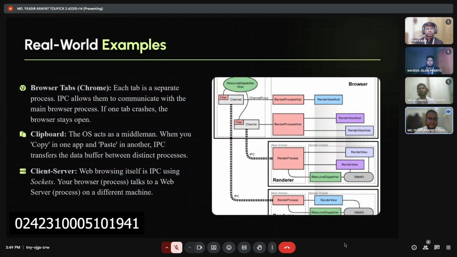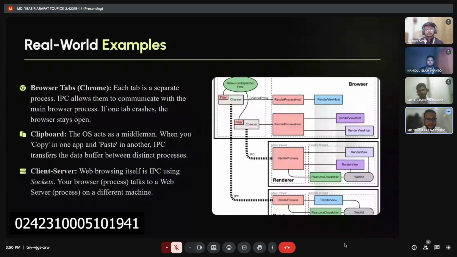So now we'll see real-world examples of IPC. We use IPC every day, but we do not notice it. So I will tell you how we use IPC regularly. Just think about the Chrome browser, the most common and well-known browser. You will notice that if a Chrome tab crashes, the whole browser does not close. That is because Chrome treats every tab as a separate process. They use IPC to talk to the browser engine. This isolation improves stability.